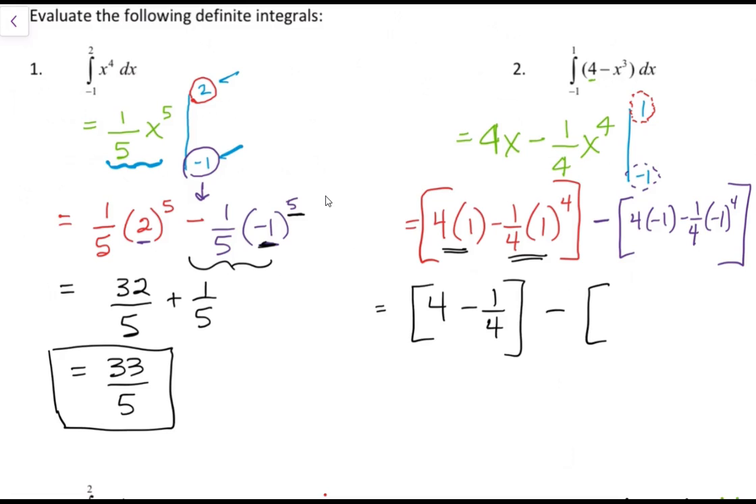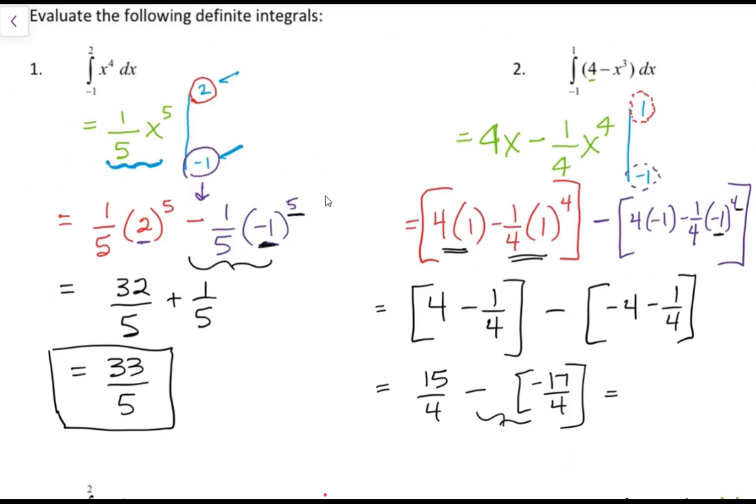And in my other bracket, I've got -4, and then -1 to the 4th power is going to be positive, so that's going to be minus 1/4. So 4 minus 1/4 is equal to 15/4, and -4 minus 1/4 would be -17/4. And then, of course, minus a minus here makes that positive, so if I add that together, I get 32/4, which is equal to 8. So there's my value for that definite integral.